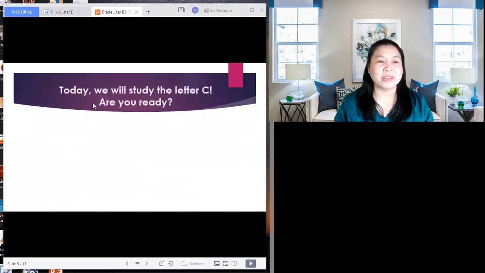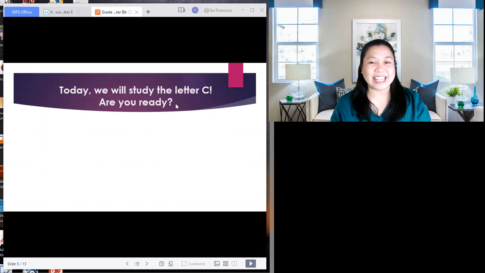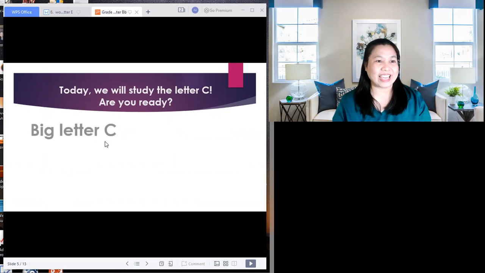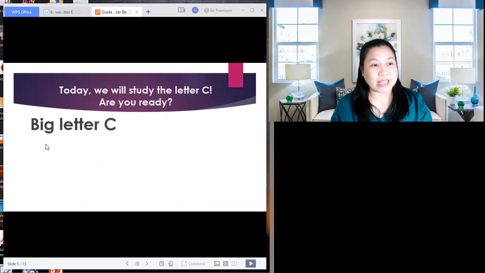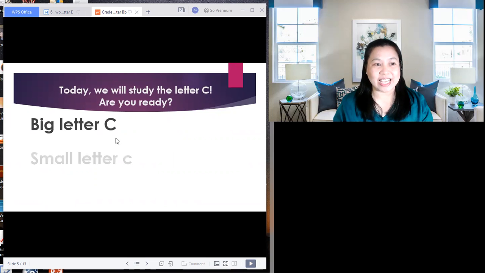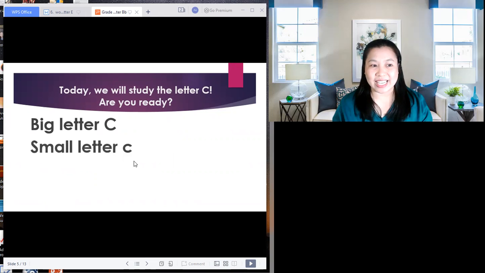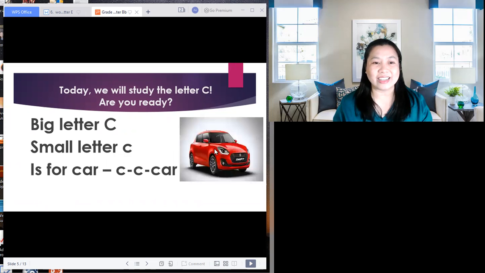Good job. So today we are going to study the letter C. Are you ready? Okay. Repeat after me, please. Big letter C. Small letter C is for car. Car. What's the color of the car? It's red.